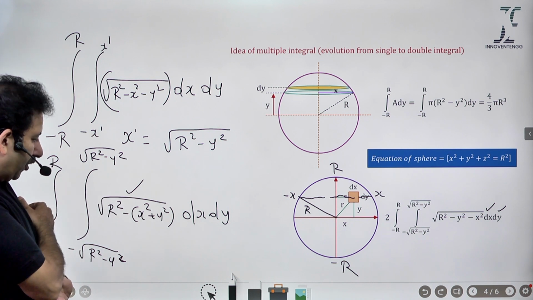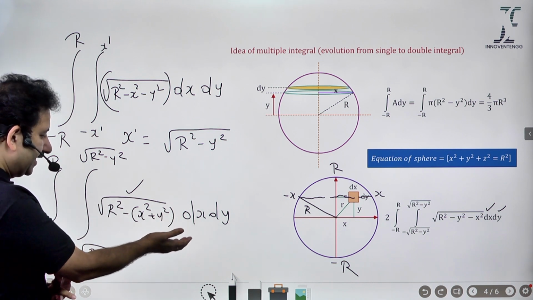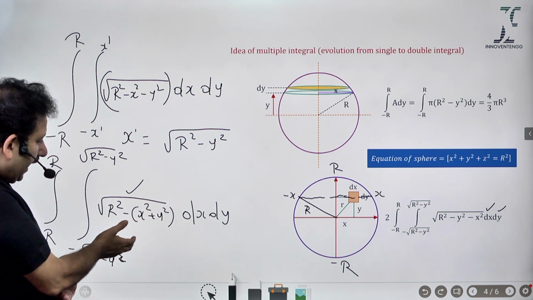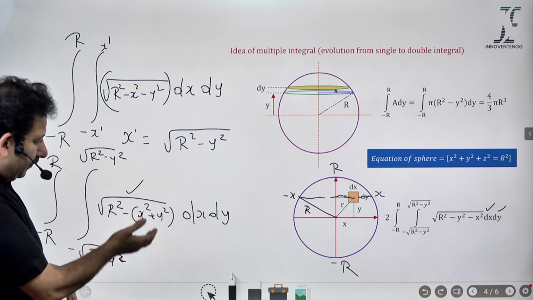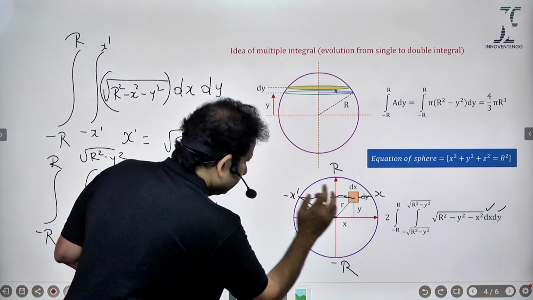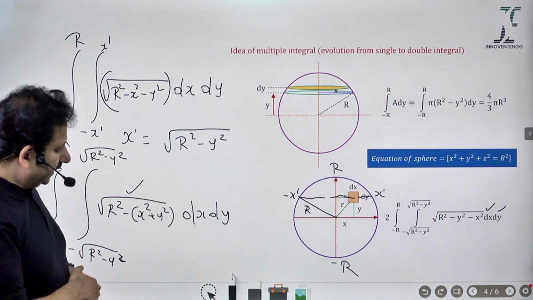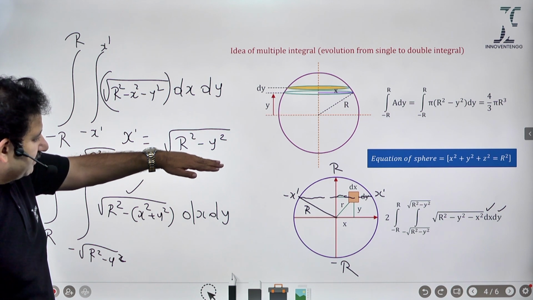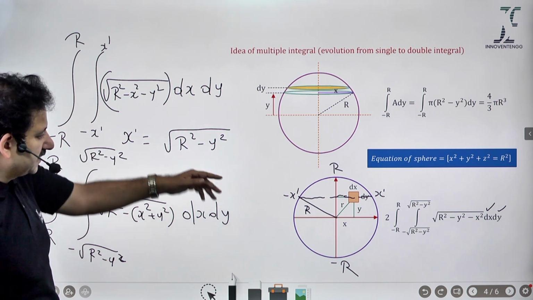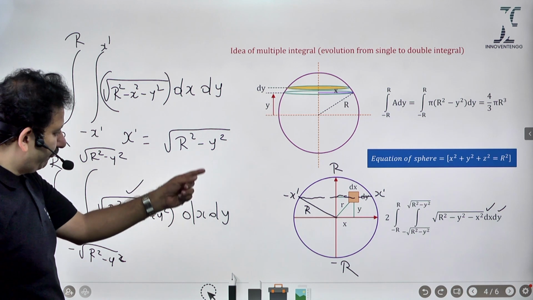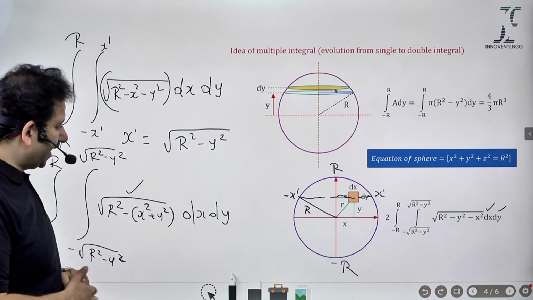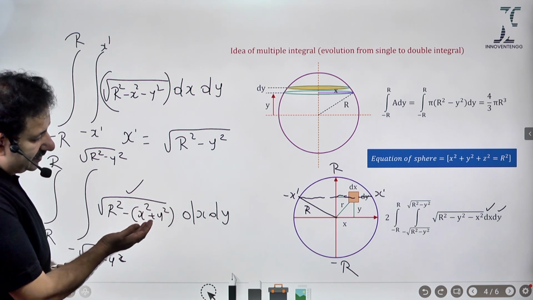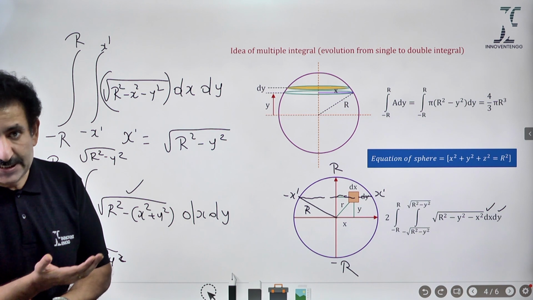The elemental volume is formed when you multiply the elemental area dx dy by this z, which corresponds to the spherical surface. And then when I integrate it between minus x dash to plus x dash, this can be computed from Pythagoras theorem, because that element is located at a height y and the radius of the sphere is r, and therefore x dash is this. So between minus x dash to plus x dash, you can see that the curved plate is formed.